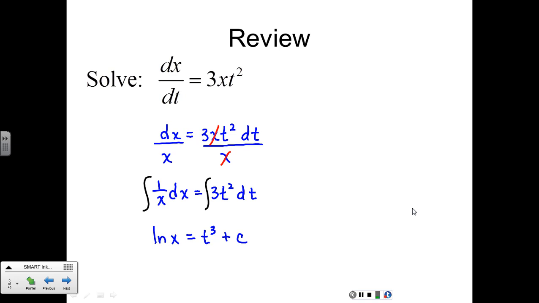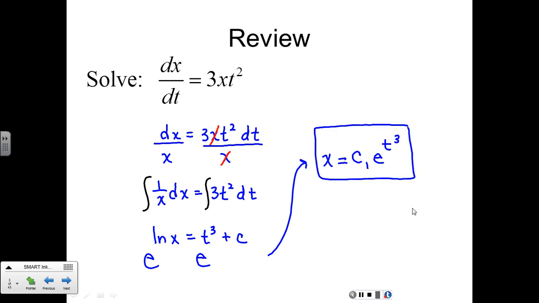Now, how can I solve this problem explicitly for x, instead of having an implicit solution, to get x equal to everything? E. So x equals, that e to the ln x just leaves you your x, e to the t cubed plus c. Do y'all remember what we did there? e to the c is just a big constant, right? So c1 e to the t cubed. There's your solution.